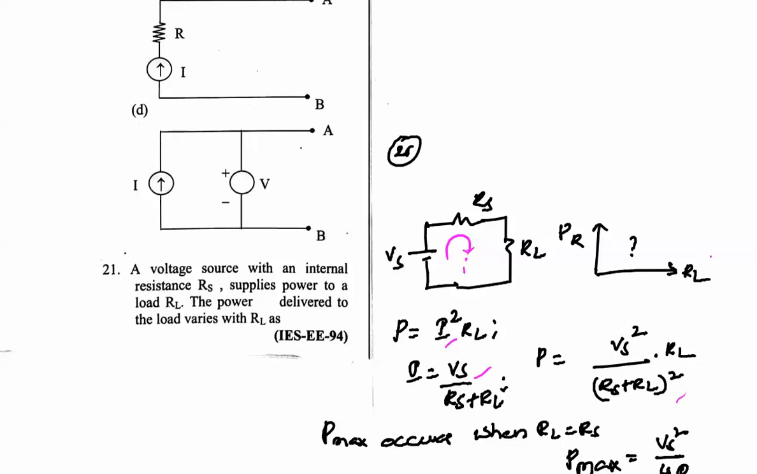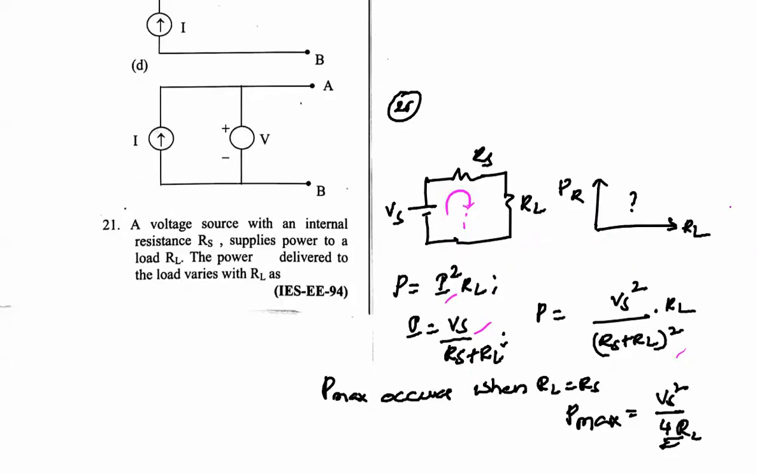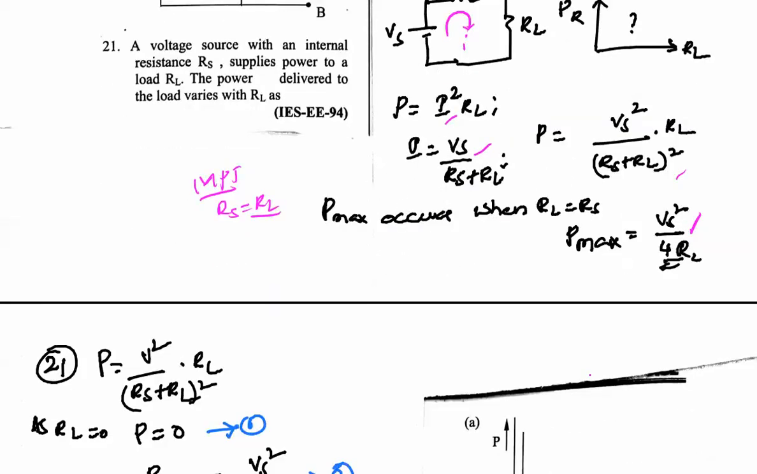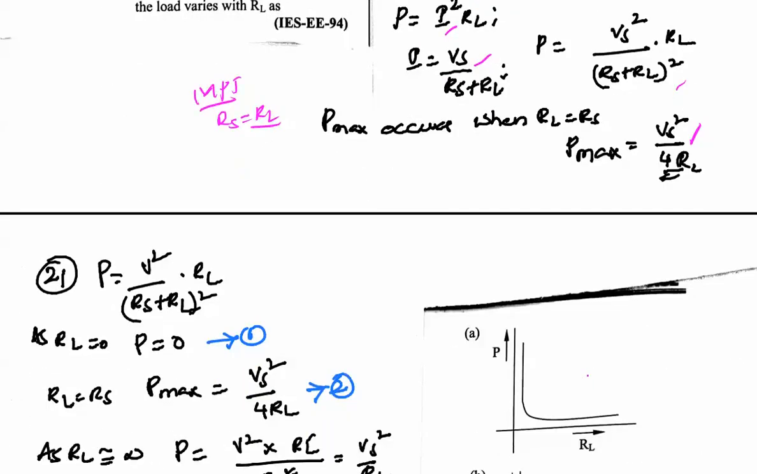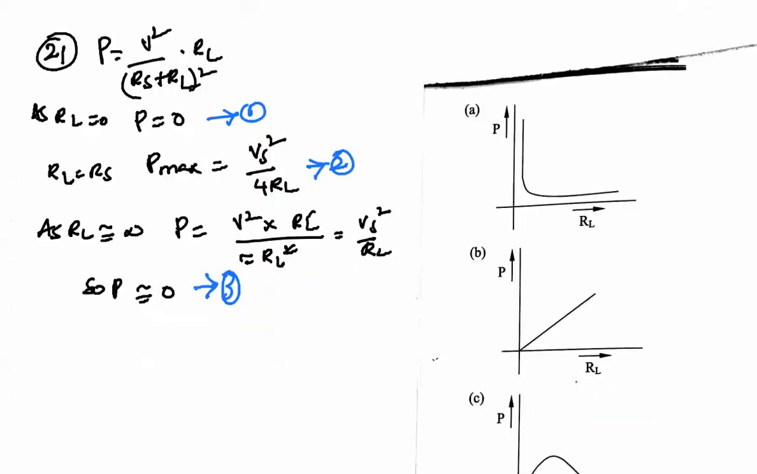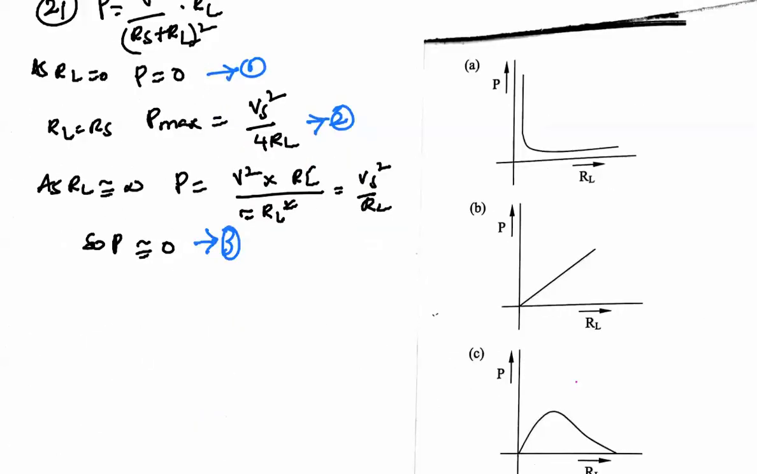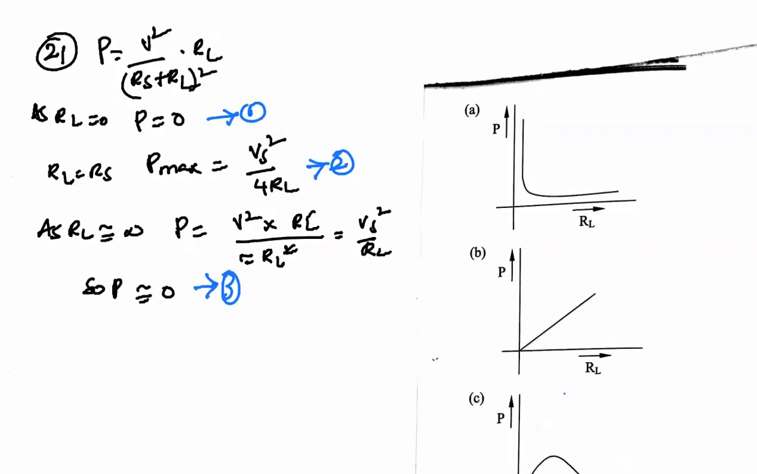And maximum power occurs, as we know from the maximum power transfer theorem. The maximum power transfer theorem says that source resistance should be equal to load resistance. At that time we will get maximum power transfer here. But here we have to identify the wave shape. So in order to identify the wave shape, P is equal to V square by (Rs plus RL) whole square into RL here.